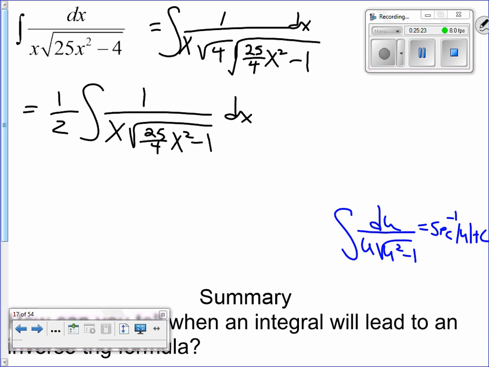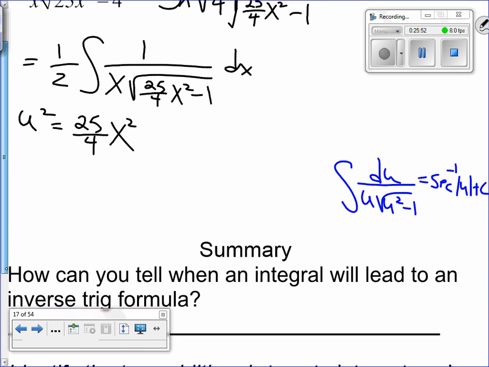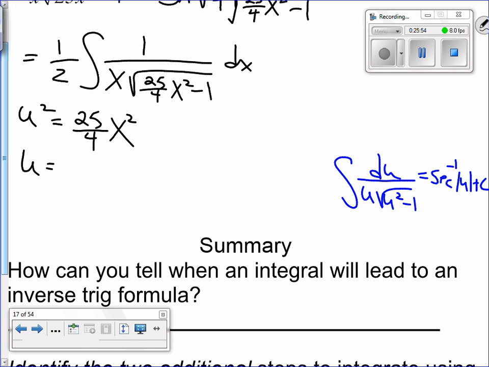So now we've got our 1. Nice. What should we do next? Identify u squared, and then we can get u and everything will be fine. So what do you think we should make u squared equal? 25 fourths x squared. Right? We want this to be u squared minus 1, so u squared equals 25 fourths x squared. So u equals 5 halves x. Take the square root to go from u squared to u.